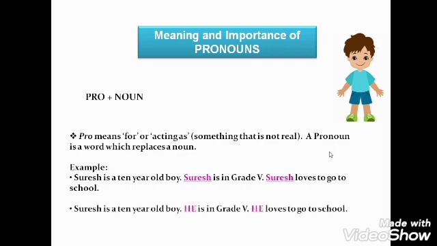So the above sentence will be changed like this. Suresh is a 10-year-old boy. He is in grade 5. He loves to go to school. So this is the very important use of a pronoun. It helps to avoid repeating the same name again and again.